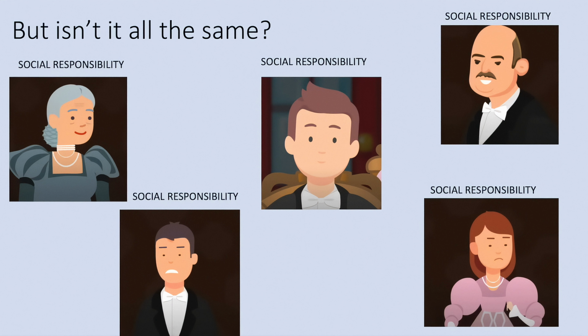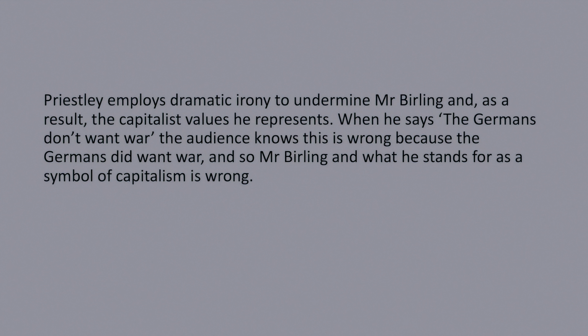You see, with the first we might write something like, Priestley employs dramatic irony to undermine Mr. Birling and as a result the capitalist values he represents. When he says the Germans don't want war, the audience knows this is wrong because the Germans did want war, and so Mr. Birling and what he stands for as a symbol of capitalism is wrong. And this isn't incorrect, but it doesn't go much beyond the surface level meaning. When he says this, we think this. But if we focus on the second quotation, we can write a much more impressive analysis.